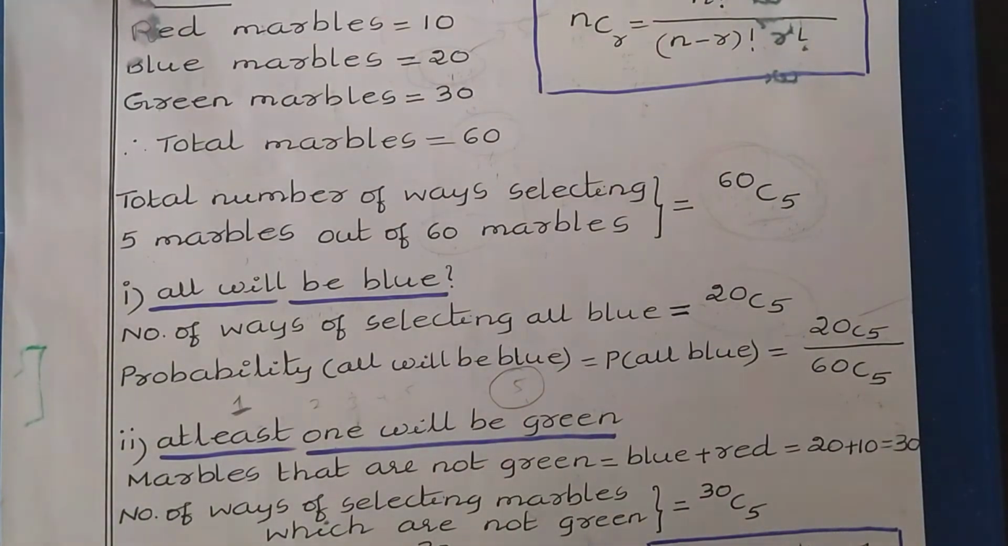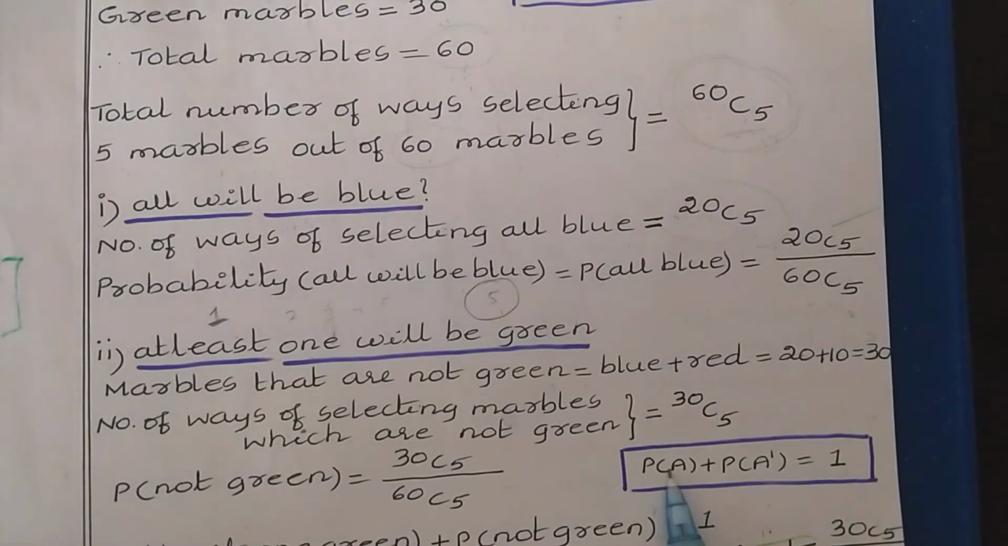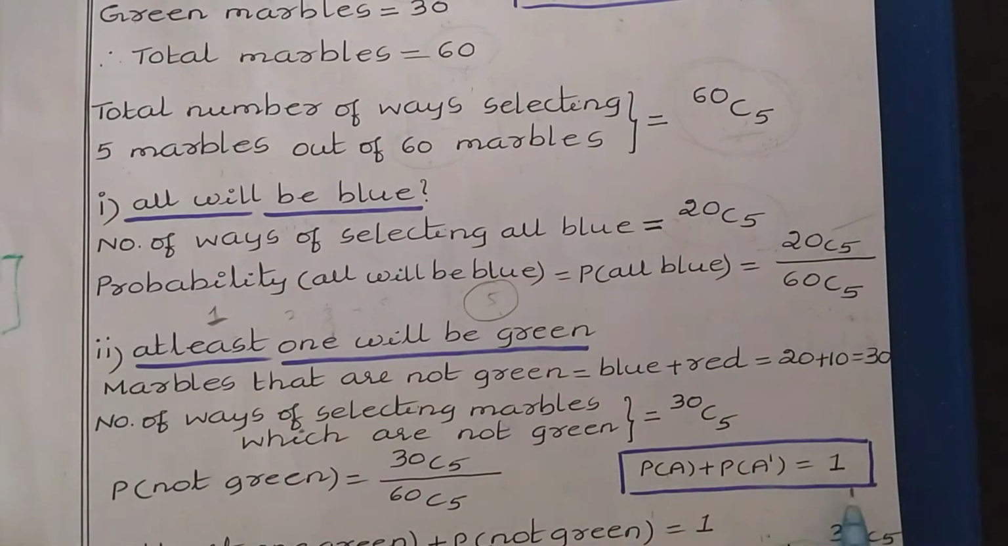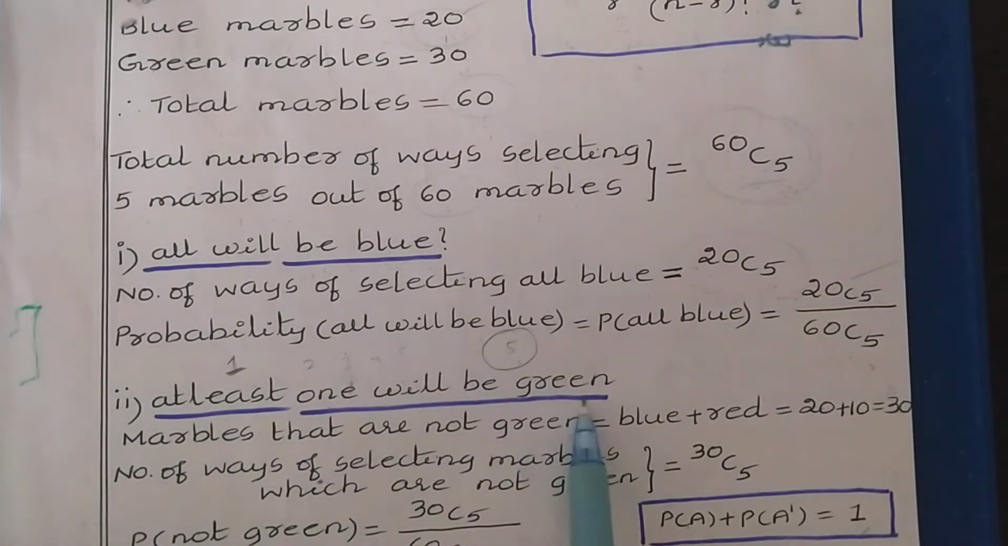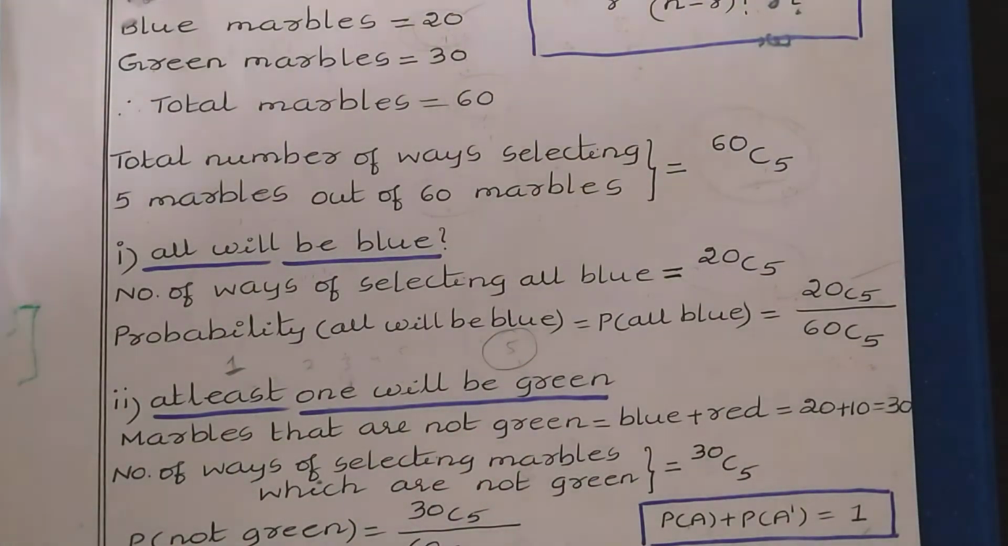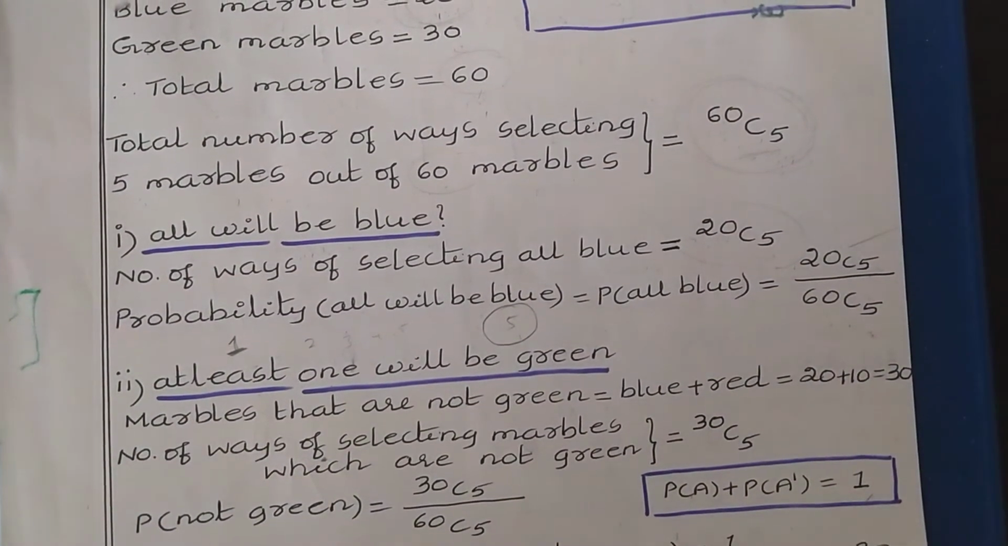In this case, we can do this in a reverse way. That means we know the formula for the event not A. That is probability of A plus probability of not A is equal to 1. So instead of finding the probability of at least 1 will be green, first we will find the probability of not green. That probability we can easily find. Probability of not green means when we select 5 marbles, those 5 marbles may be of red color or of blue color, but not of green color. So first let us find the probability of not green.